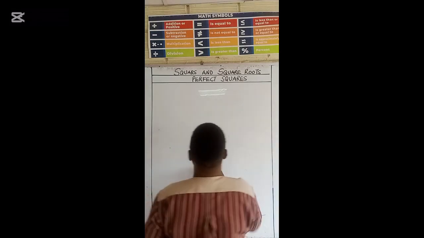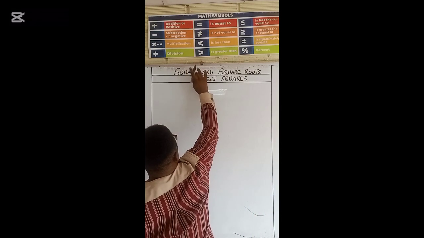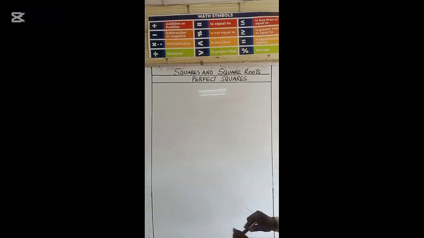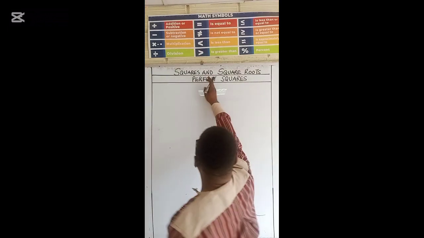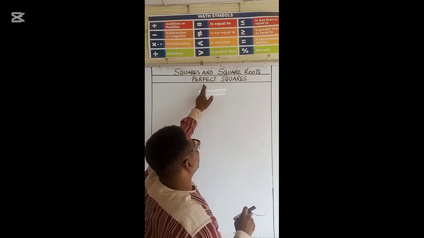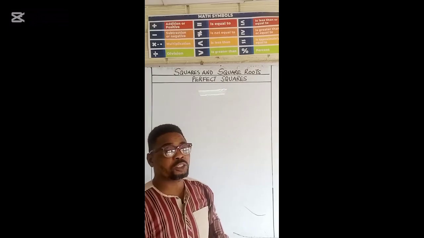Today we are looking at perfect squares, and we are going to be checking that under squares and square roots. But before we go into squares and square roots, we need to understand what perfect squares are. So what are perfect squares?